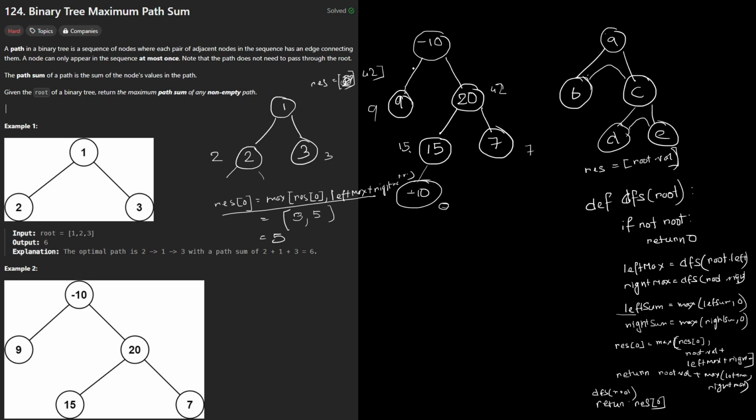Now we are going to again call this function, res0 or max of left max plus right plus root val. So it would be 9 plus 42 minus 10. So it would be, I think, 41. So 41 is not greater than 42. So the maximum path sum is going to be only these 3 nodes. So it is going to form the maximum.